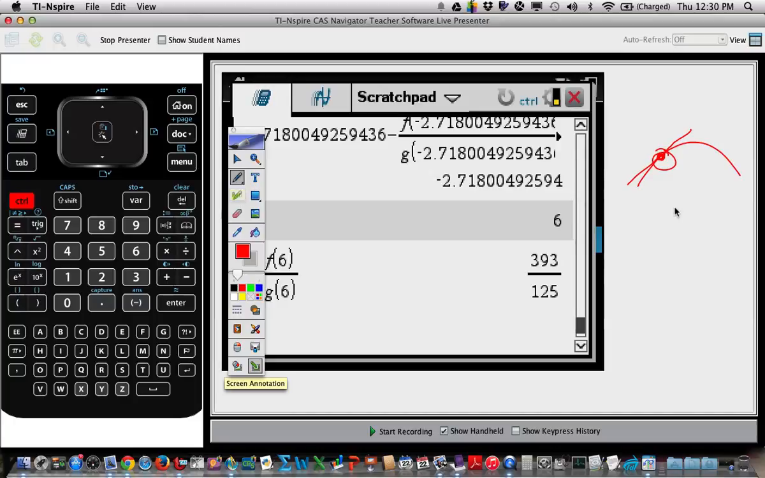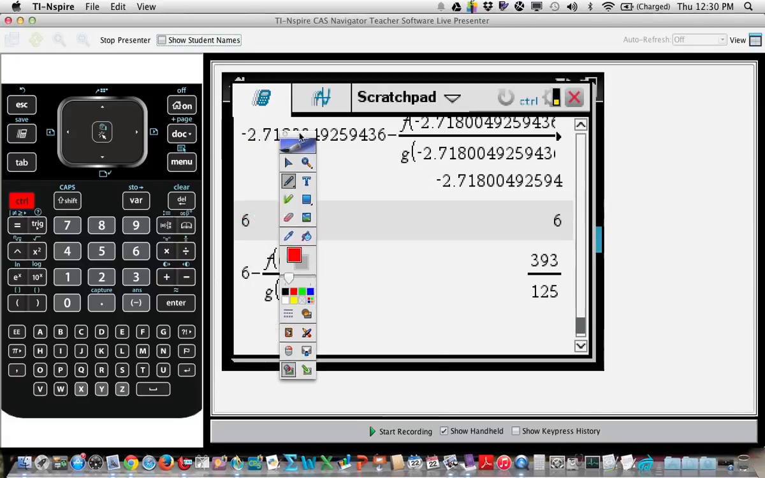So if the tangent line's touching the axis and we keep getting the same thing over and over, then that means the curve is right there as well, and the curve is hitting the x-axis there also. So that's the idea behind what's going on.